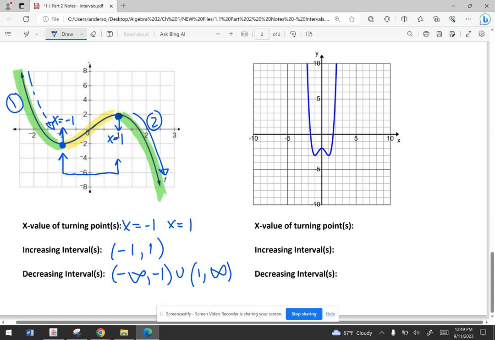Why don't we take a pause in this particular video and you can try the next one. Mark the turning points and then mark the values of increase and decrease.